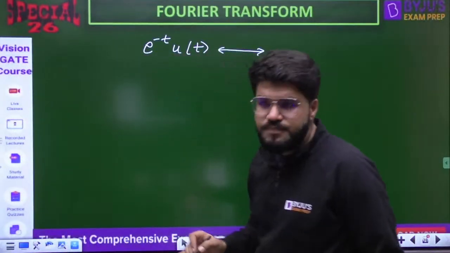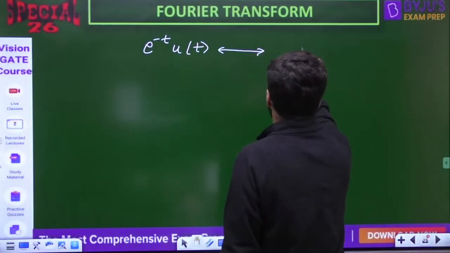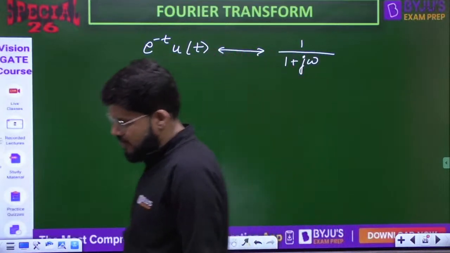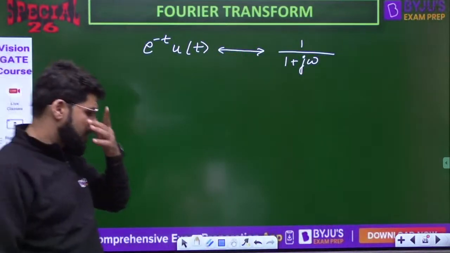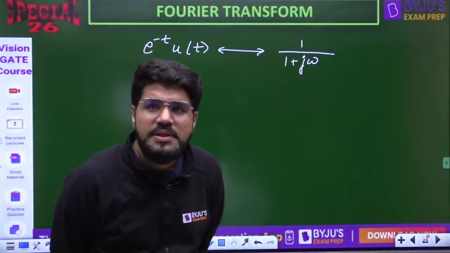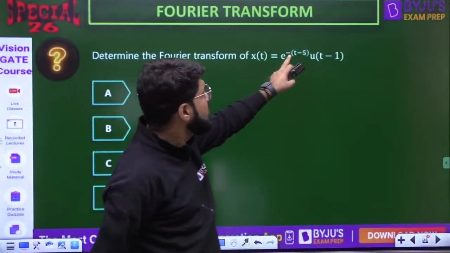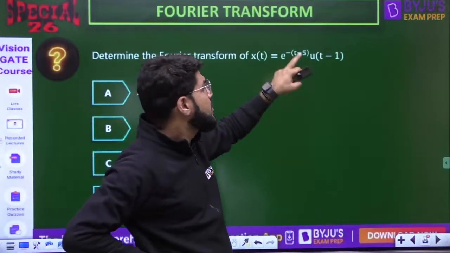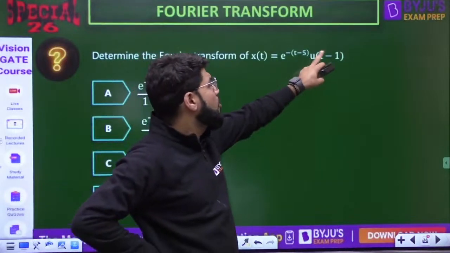Tell me, the Fourier transform for e power minus t u(t). It is given by 1 upon a plus j omega, that is 1 upon 1 plus j omega. Now I want to apply the time shift, but the time shift is in unequal measure: e power minus of t minus 5 u of t minus 1. Try to manipulate according to the unit step.